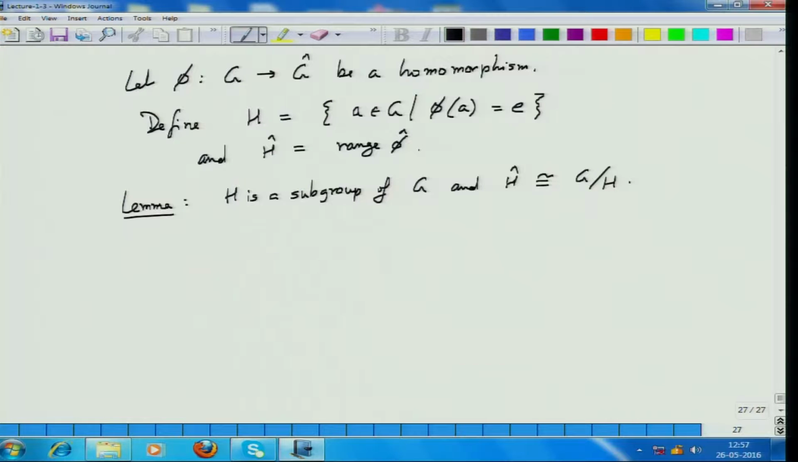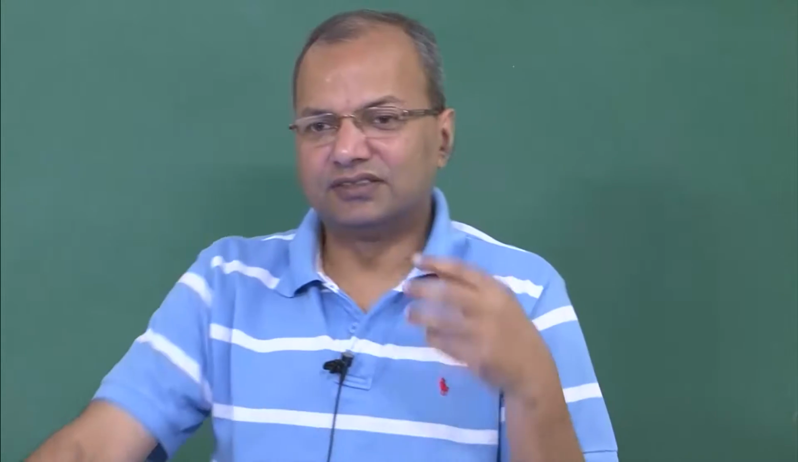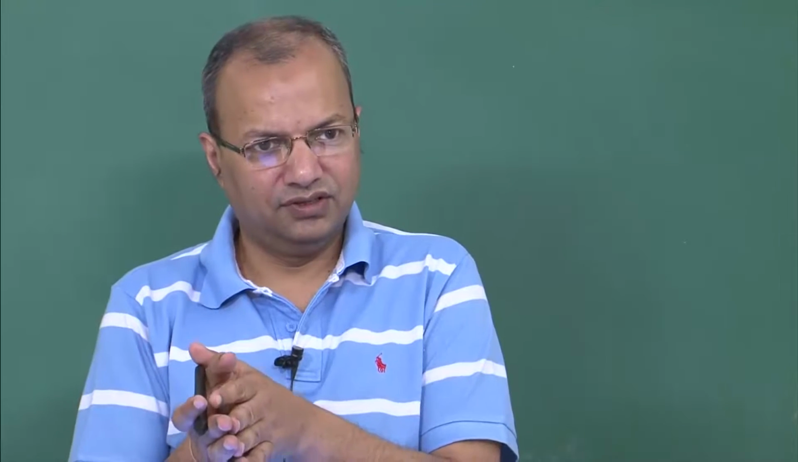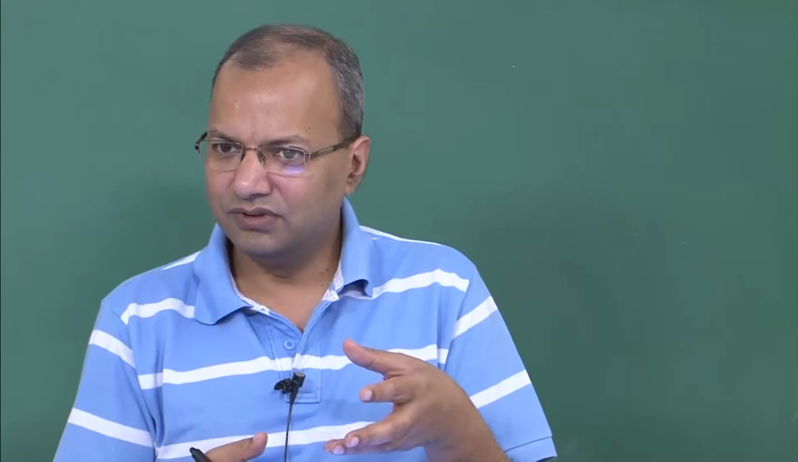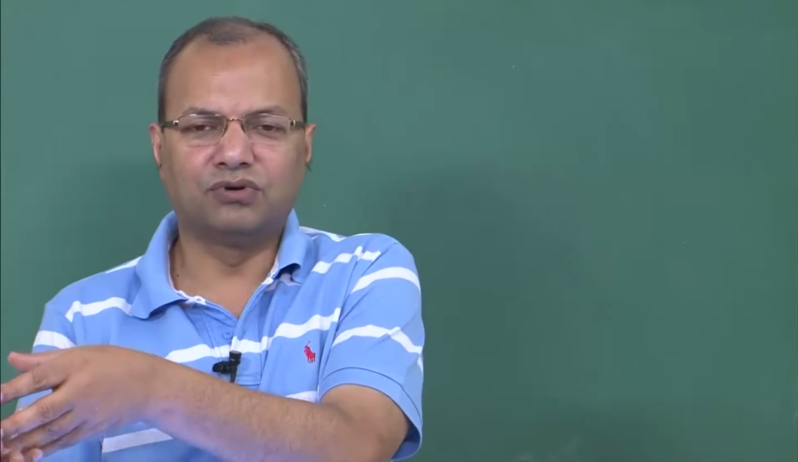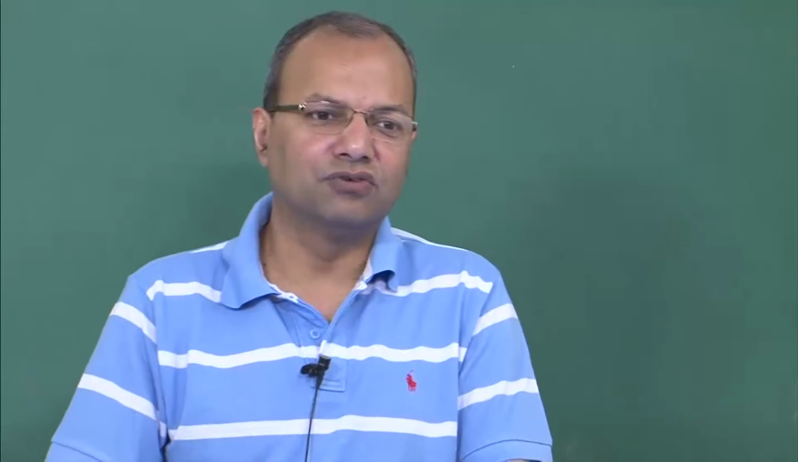And we have this lemma that H is a subgroup of G, and H hat, which is the range of phi, is isomorphic to the quotient group G slash H. This lemma tells us that essentially any homomorphism induces a quotienting of the group on which it is operating. It quotients that group with the subgroup, and the output on the range produces the quotient group.